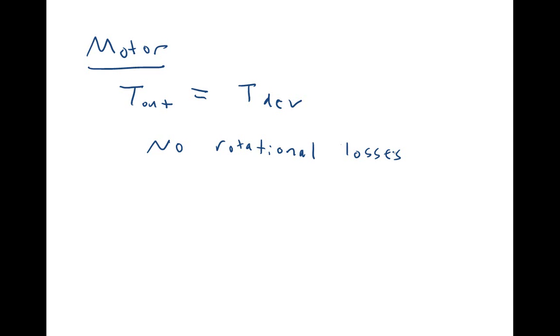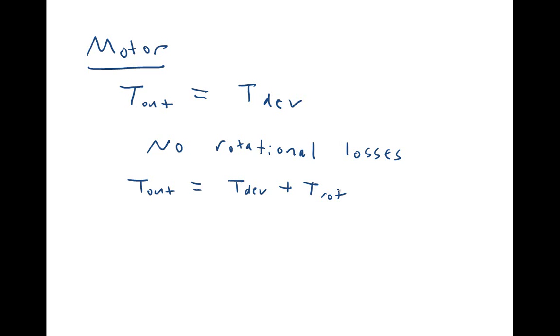Otherwise, you'd have to include the torque associated with the losses. So T out in general equals T dev plus T rotational, those rotational losses that may be present. A lot of times I neglect the rotational losses. They are physically present in most problems, but I usually neglect them to help keep the math a little simpler.